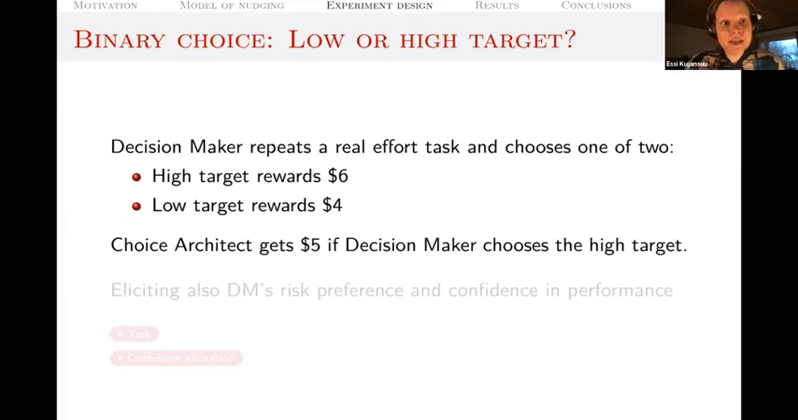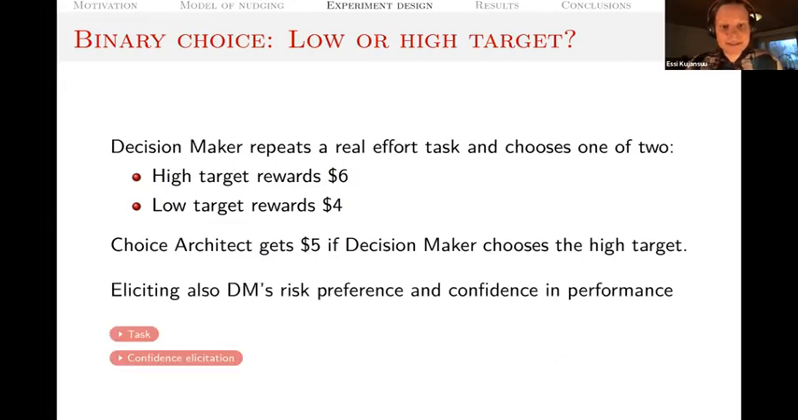Now, to the experiment. The main question in this experiment is whether you want to choose a high target as a decision maker or a low target. The point here is that the high target is harder to reach and the low target is easier, but the high target gives you a better return. So the decision makers have a first round of real effort tasks to establish a baseline performance level. Then they are asked, do you want to get $4 if you repeat your performance in a second round, or do you want to get $6 conditional on you improving by 2 tasks? The choice architects get $5 if the decision maker they are matched to chooses the high target.